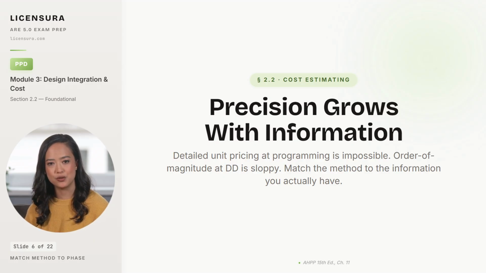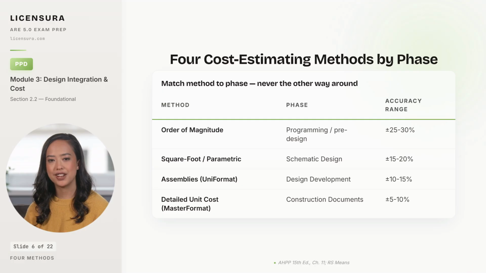Let me walk you through the 4 methods, the phase they fit, and the accuracy you can honestly promise at each step. 4 methods, 4 phases, 4 accuracy ranges, and you must know which pairs with which. Order of magnitude estimating uses high-level benchmarks like dollars per bed for hospitals or dollars per parking stall for garages. It is appropriate at programming and pre-design only, when you have almost nothing concrete, and it carries an accuracy range of plus or minus 25 to 30%.